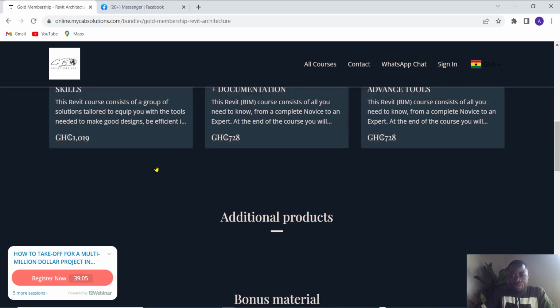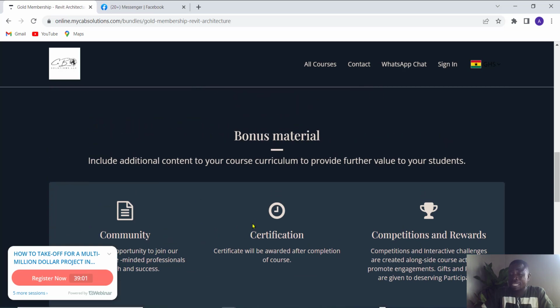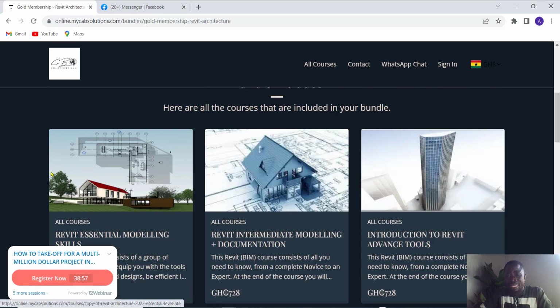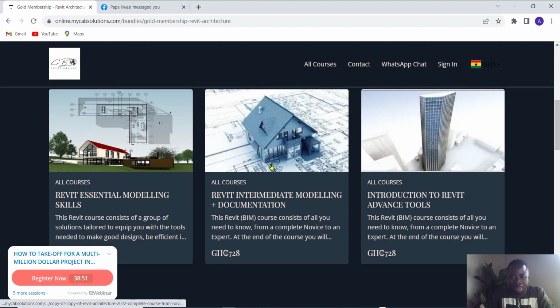In addition to any of the memberships that you pick, you're going to have access to the community. Definitely, there's going to be certification given to you. There are competitions and rewards also in there. That one cuts across all the levels or the membership packages you pick.